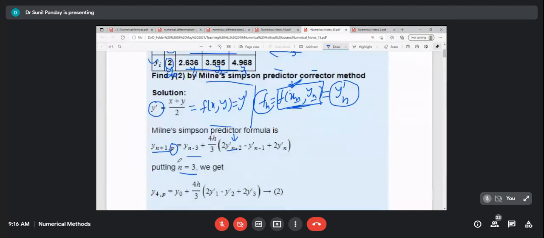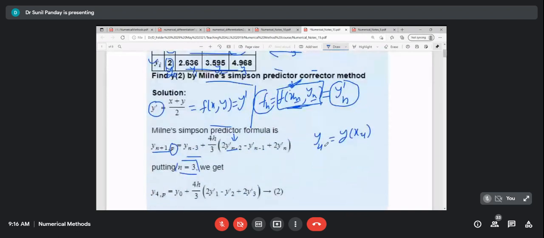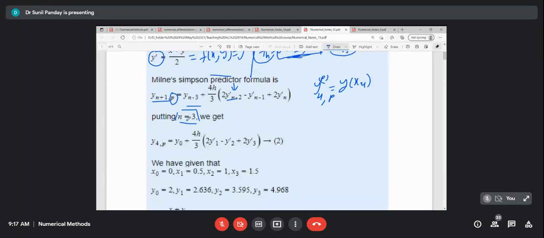As here we have all values y1, y2, y3, we can have all these values. First we substitute n equals 3. To substitute n equals 3, we will get y4. You want to know the value of y at x4. Here x3 is given, y3 is given, y4 you want, and you are predicting it using your Milne-Simpson predictor formula. In this generalized formula, first you have substituted n equal to 3, there is no problem.